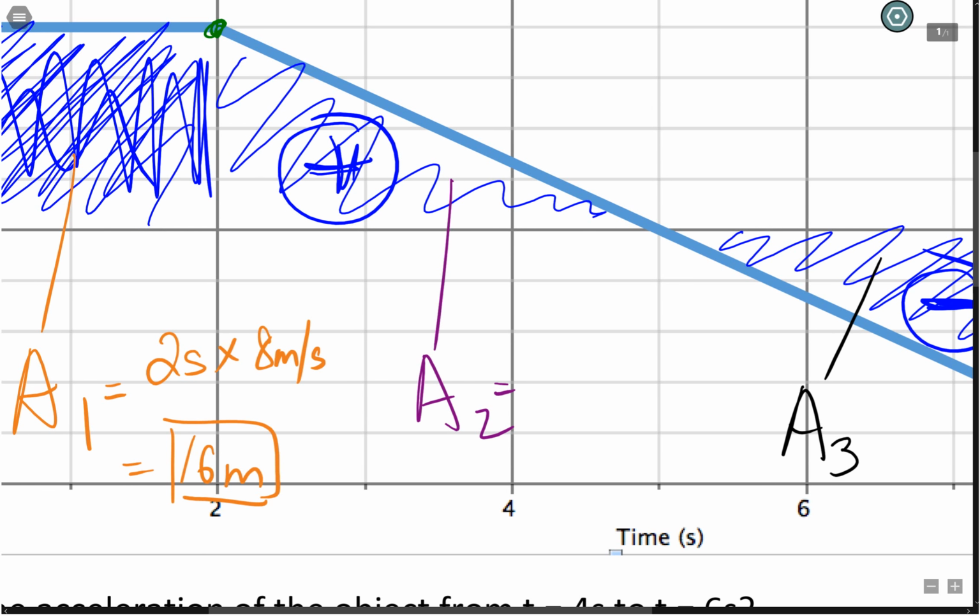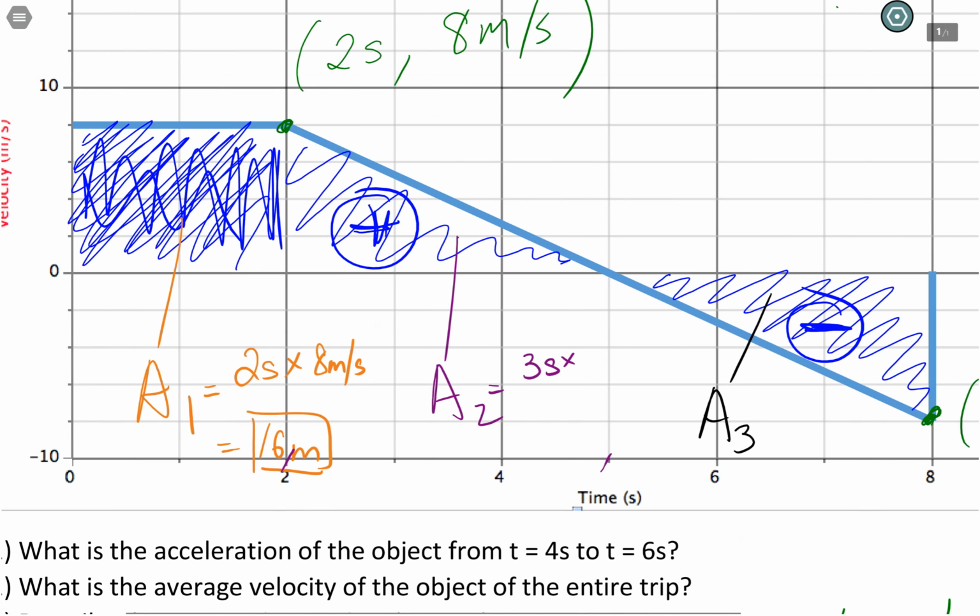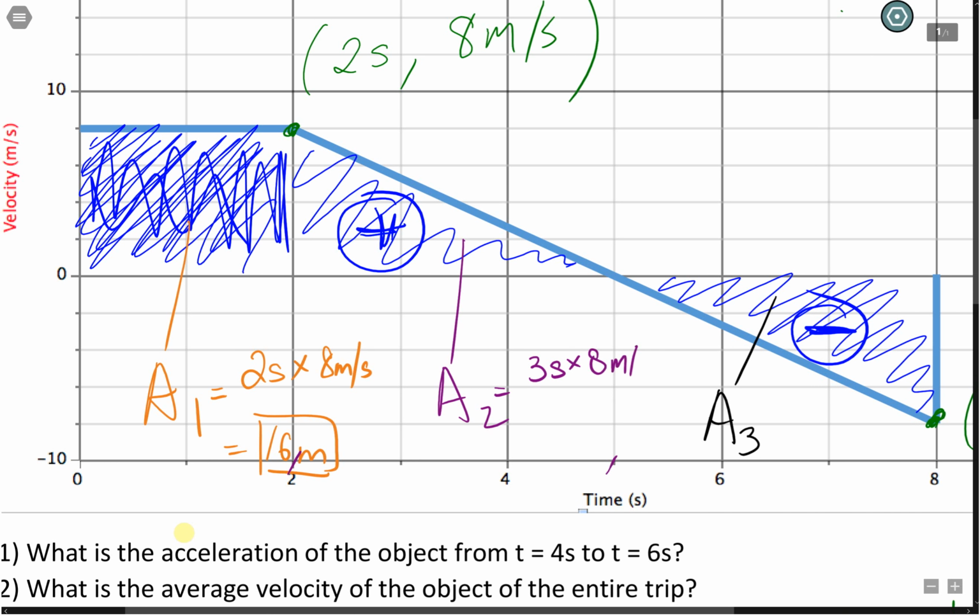The difference in our time here is 3 seconds. From 5 seconds to 2, we have a difference of 3 seconds in time, here to here. And we're going to multiply this one by our triangle equation. We need to multiply by the height of our triangle, which in this case is also 8 meters per second. Our triangle equation, we have to divide this by 2, which gives us 12 meters in our second region.